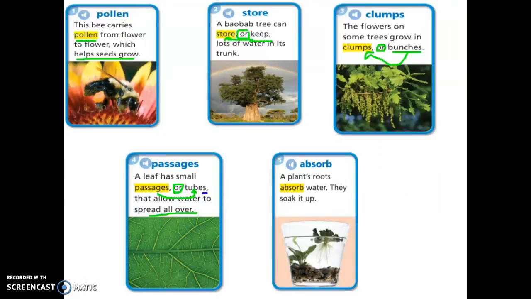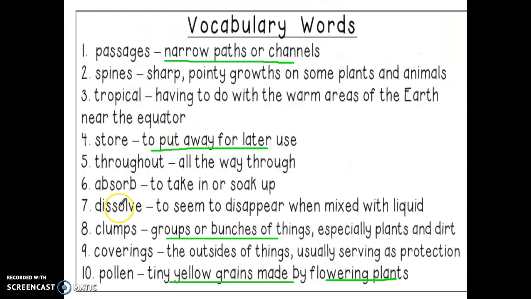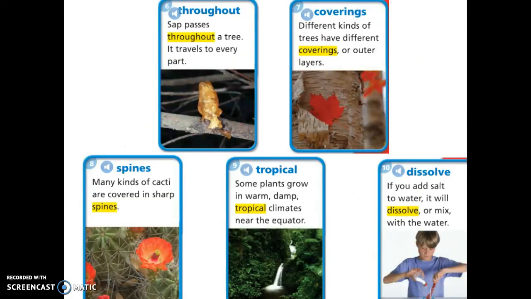Absorb. A plant's roots absorb water. They soak it up. So here's my clue, my context clue. Soak it up helps me know that absorb means to soak it up. Okay, absorb, actual definition: to take in or soak up, just like we saw in our context clues.